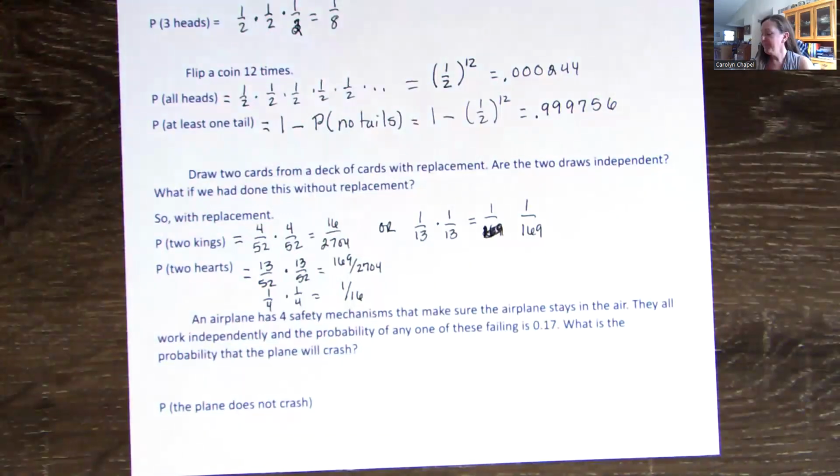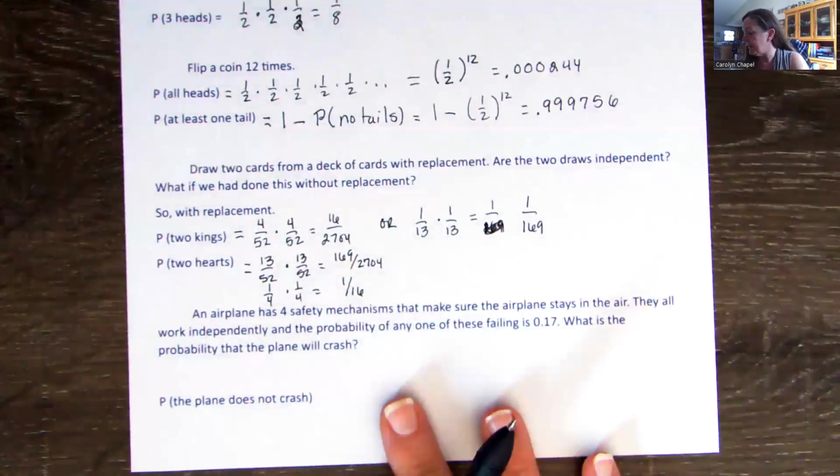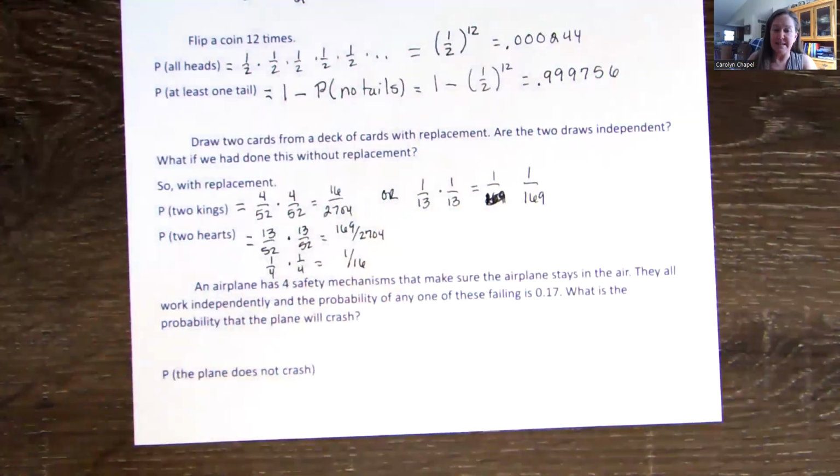All right, one last problem here on this independence idea. If we have an airplane that has 4 safety mechanisms to make sure that the airplane stays in the air, they all work independently from one another. So what happens to one does not affect what happens to the other. The probability of any one of them failing is 0.17.